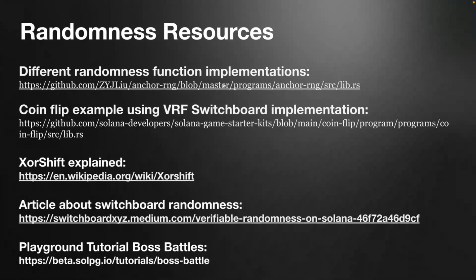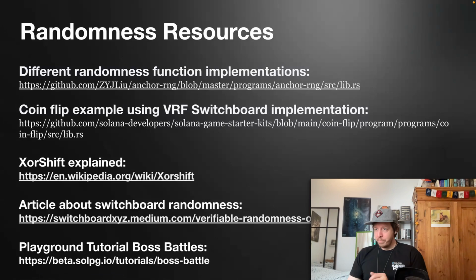And I added a few resources here. Here is an implementation of a Rust program, which implements a bunch of different randomness functions that you can just copy paste or test out. Then we have the coin flip example here. That's the thing we're going to build in a bit. Then we have XORShift explained on Wikipedia. We have an article about Switchboard randomness, which is quite interesting. Then we have another playground tutorial that you could just run through. It's called Boss Battles. You're attacking a boss, and whenever you do damage, it's a random damage.